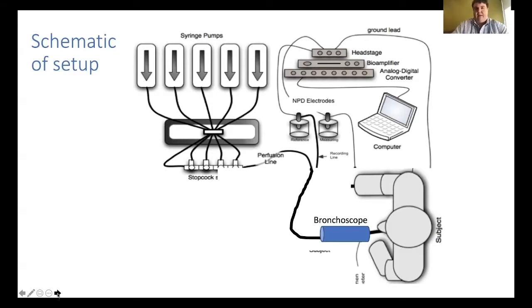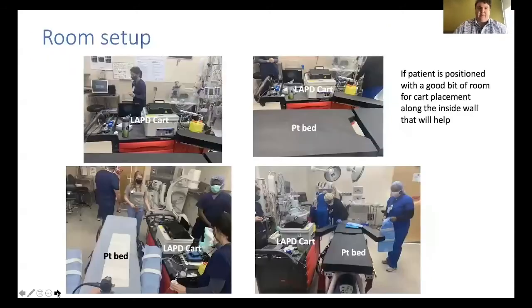This is a setup that shows an adaptation that our center has used for lower airway potential difference, which relies on much of the equipment used for nasal potential difference. However, it is particularly challenging, as I'll go through in the next few slides. This is the room setup, and it requires a good bit of cart placement and a lot of help to get this going. This is our group setting up for lower airway potential difference at our center most recently.